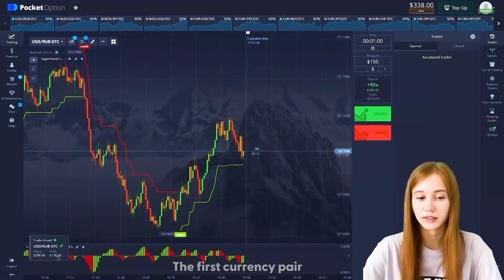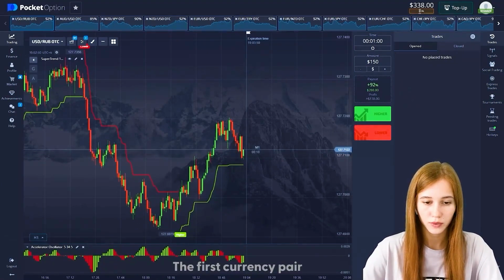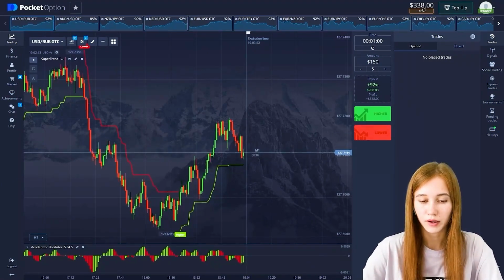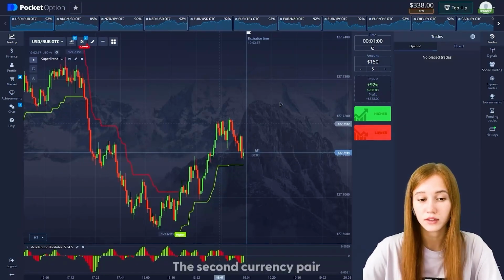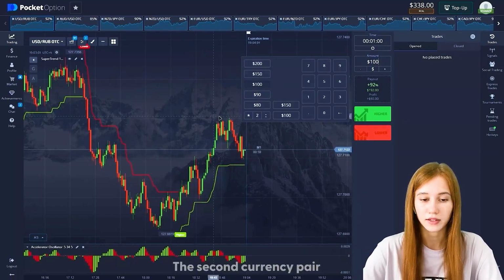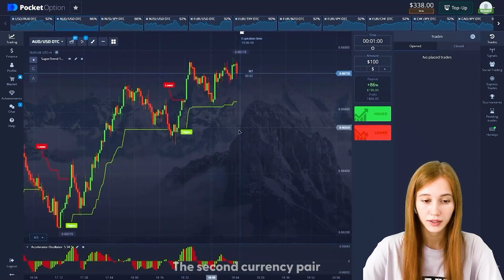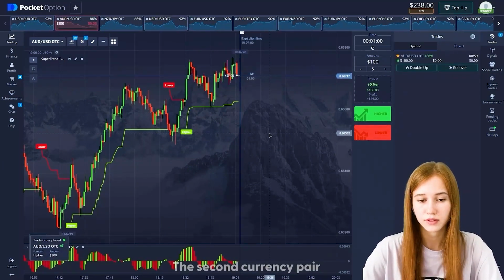Good. Last deal, profit $138. So $338 on my balance. Let's reduce the amount of the deal to $100 for now, as the balance is not very large. Let's move on to the next currency pair. Yeah, now we have moved on to the next currency pair.